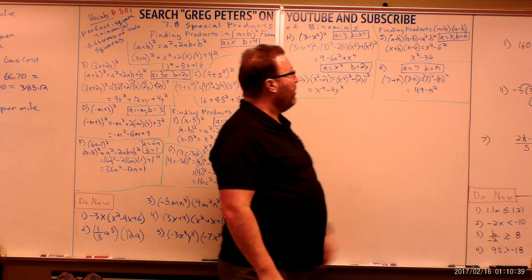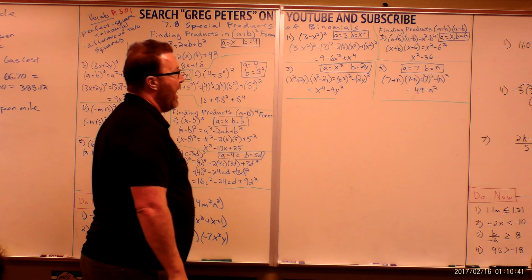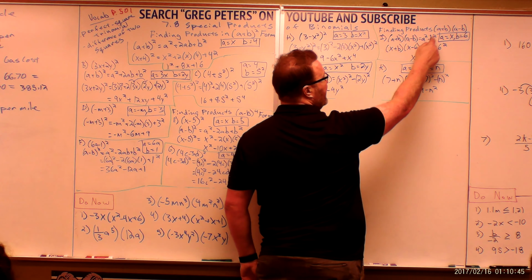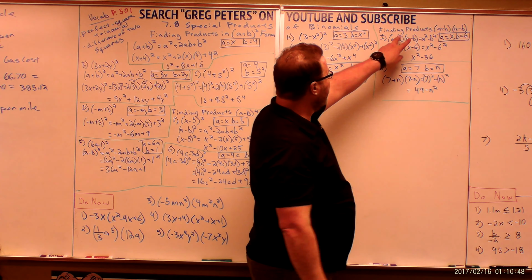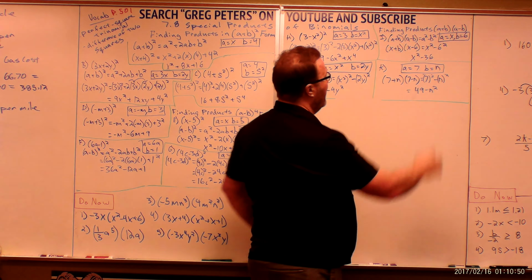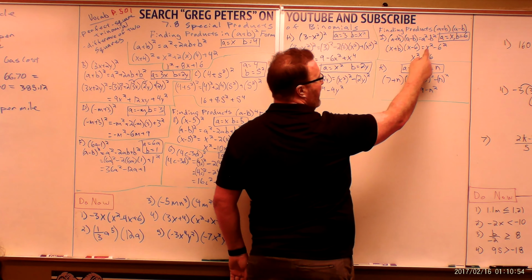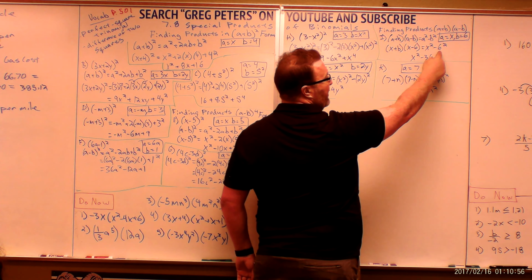Okay, the A plus B, A minus B. This is what our formula is. We write it out this way, A squared minus B squared. This is just the descriptor of the problem. So A is x and B is 6. We entered this in here, and then we write our A and x to the power of 2.